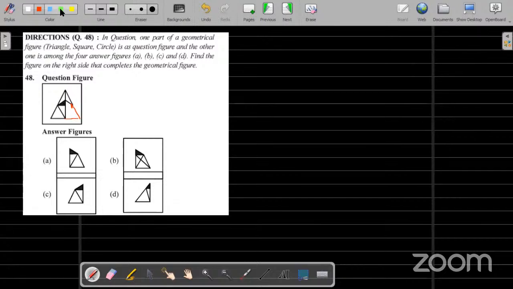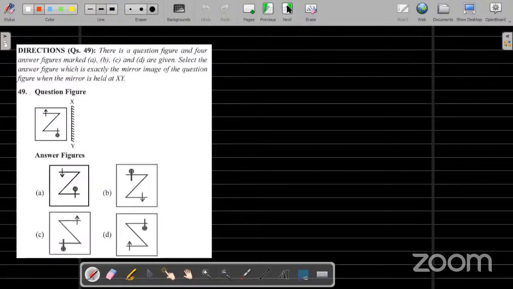Then the darkened portion has to be there. Then this line from here to here. And such a figure happens only in option A. So option A will be the answer to the question. Just complete the diagram. When I place option A without rotating it in the missing position, then the figure will get complete. That will be the answer to the question.